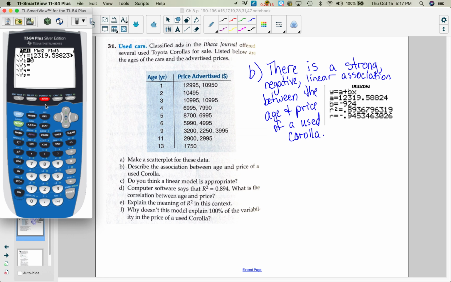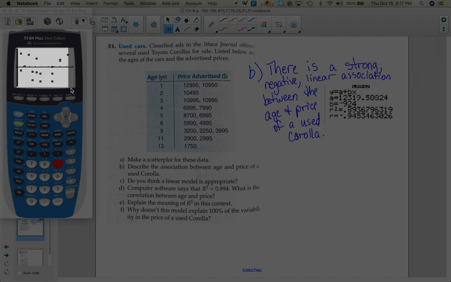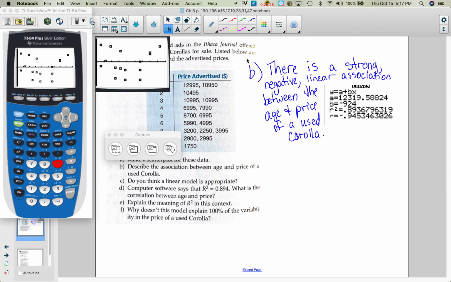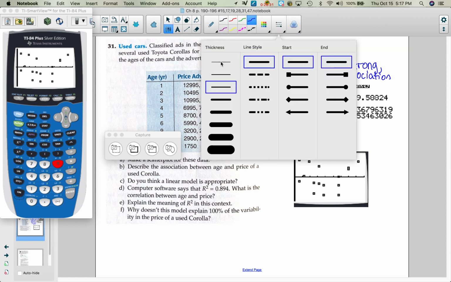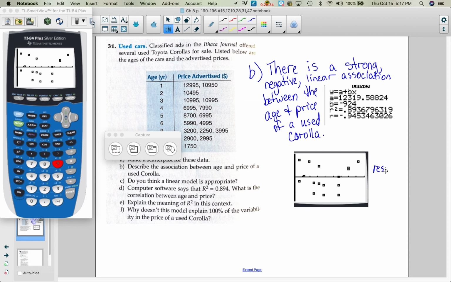And now if I go zoom 9, because I have to reset my stat plot, remember we're looking for a random scatter. So, that doesn't look too bad. So here's our residual plot. Okay, so this is the residual plot. No pattern. A linear model is appropriate. And I would want to appeal to the actual scatter plot as well.